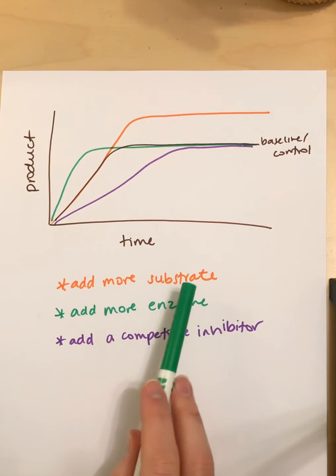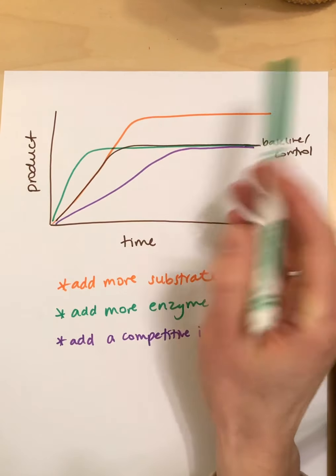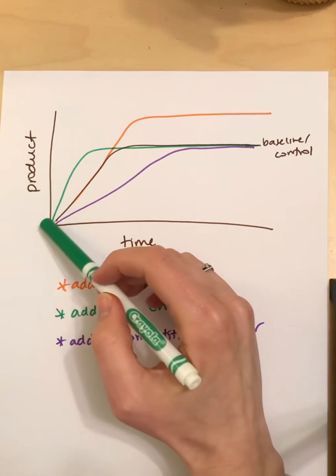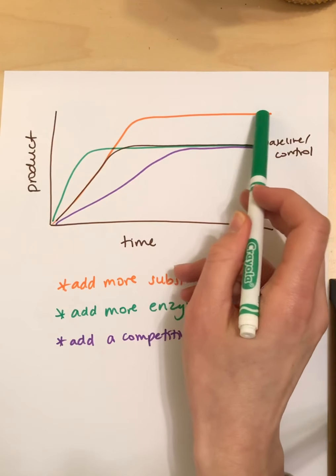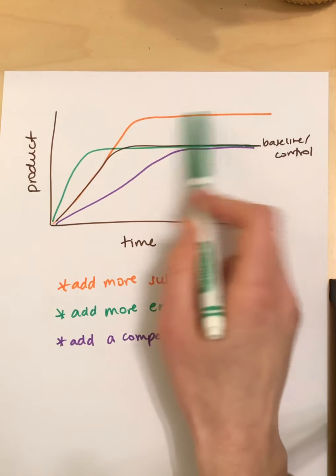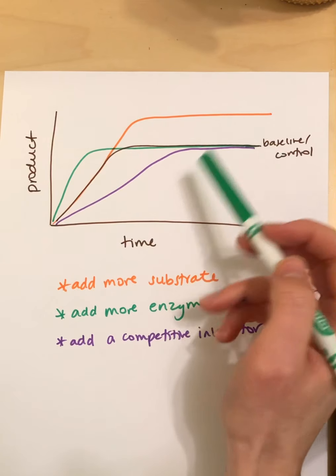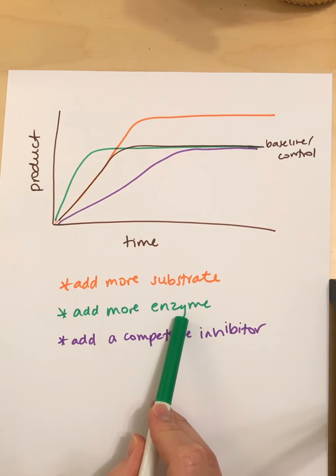If we added more substrate, then the line would look more like the orange line. Notice that the slope is the same, so the time that it takes the product to be created is the same, but what is different is where it levels out. So there's more product than in my control, which makes sense because the more substrate I put in, the more product I can make.